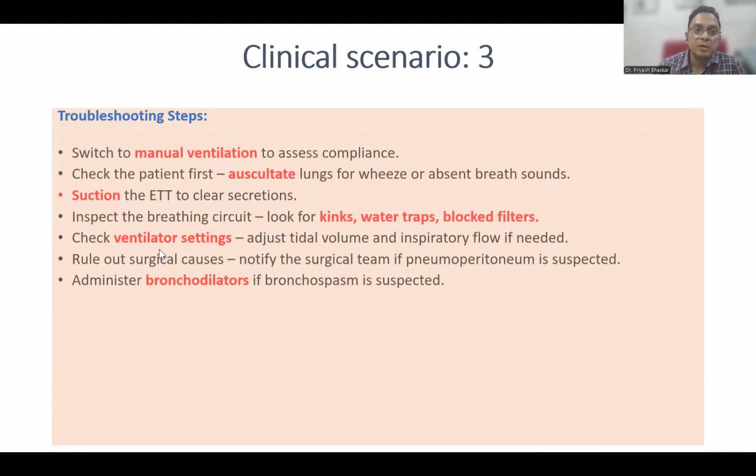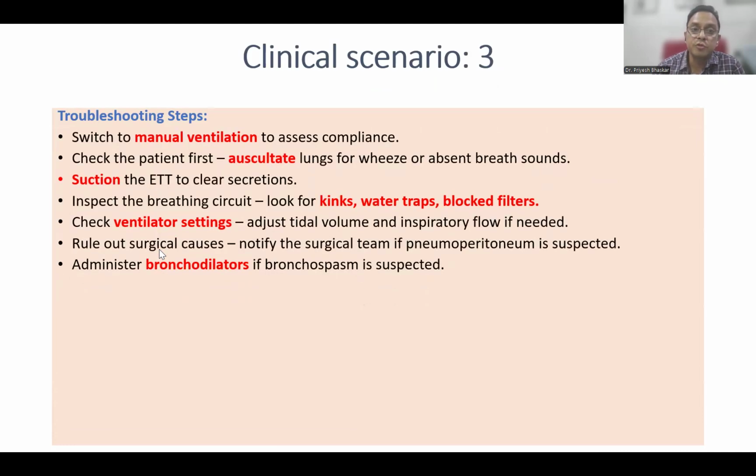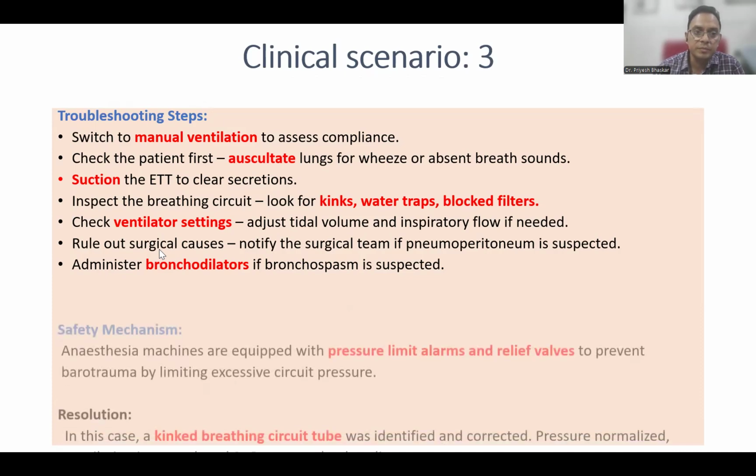And what did you do? You switch to manual ventilation to assess the compliance. You check the patient first. You auscultate the lungs for wheezes and breath sounds. You suction the ETT for any secretions. You inspect the breathing circuit for kinks, water traps, or blocked filters. You check the ventilator settings. You rule out any surgical cause. Okay. And you administer bronchodilators for bronchospasm if you had.